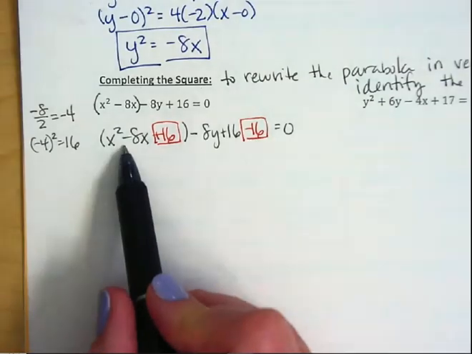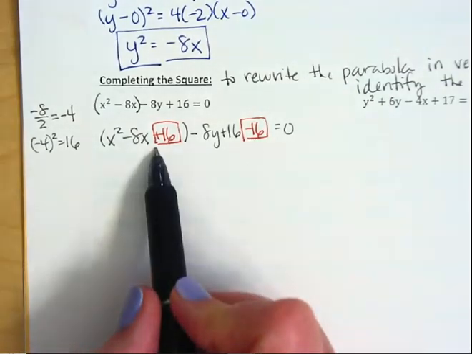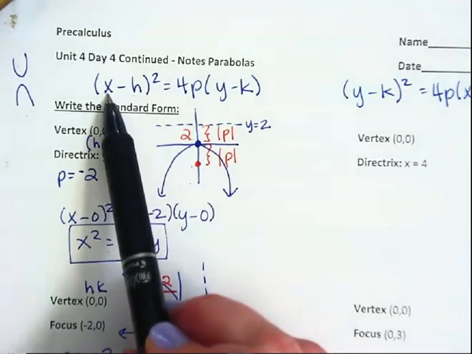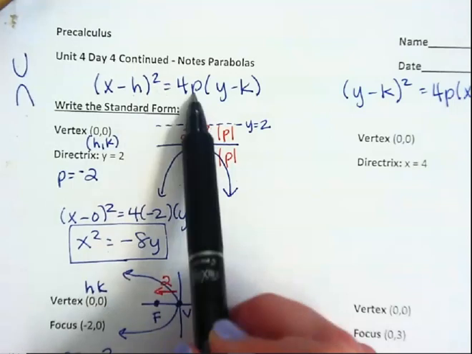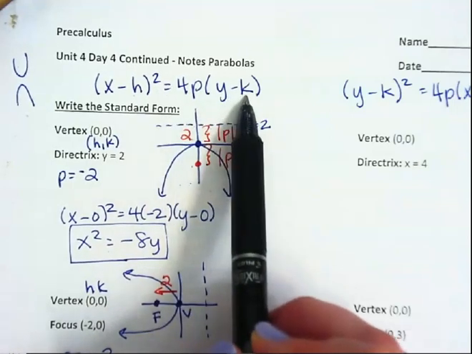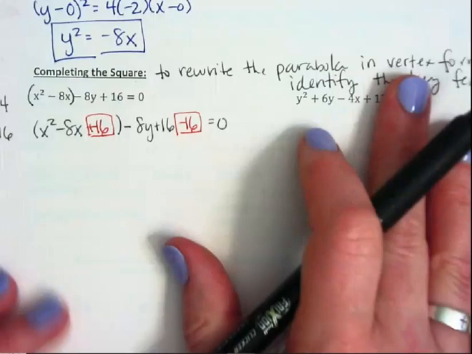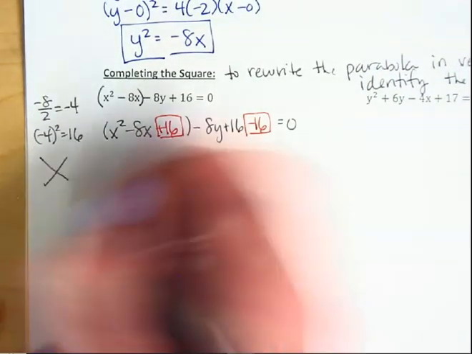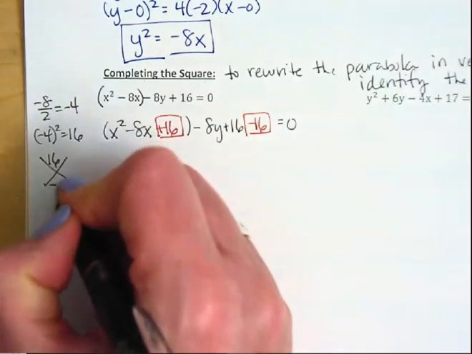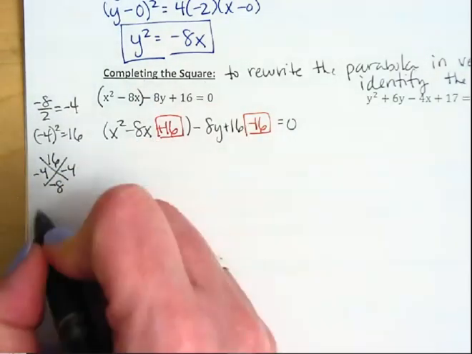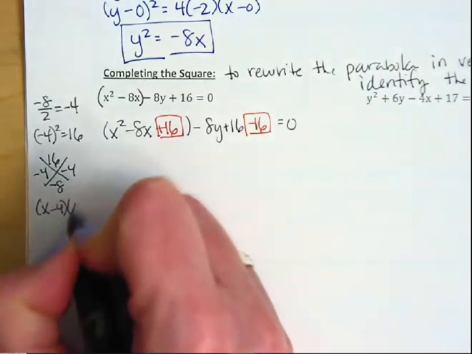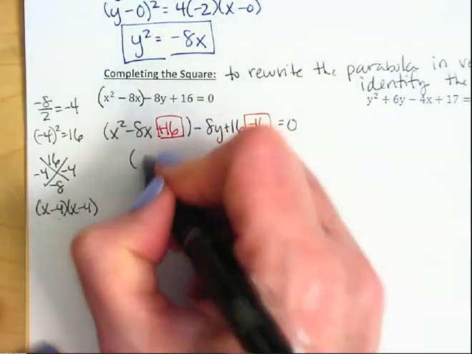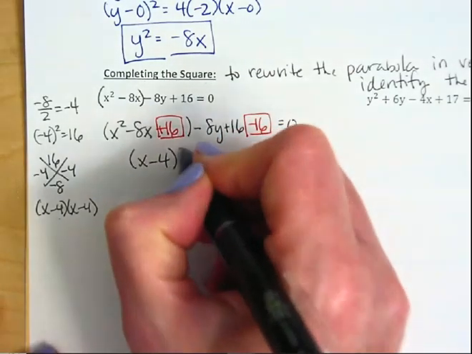So then we want to rewrite this group as a binomial squared, because remember, we're working towards this form of an equation. Binomial, so 2 terms squared equals some number times y minus another number. That's our goal here. So you can rewrite this using factoring, what multiplies to the last term and adds to the middle. And it's negative 4, negative 4. Remember, though, we're trying to write it like this: x minus 4 quantity squared.